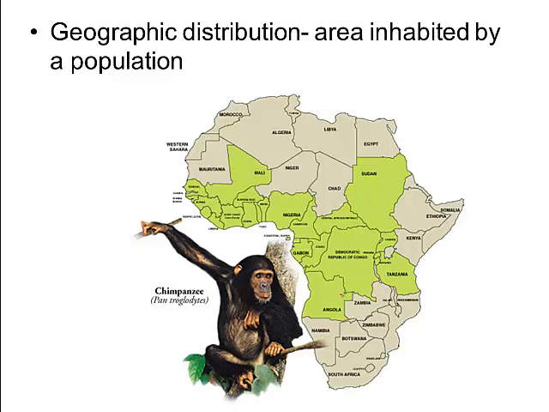And you could get even smaller. You could say, oh, well, there's the chimpanzee population of Nigeria. So you can get more and more specific as you look at it. But whatever place you're talking about for that population, that's the geographic distribution. And you have to have a place in order to have a population. You can't just say, oh, the population of butterflies in the world. It doesn't really work as well that way.